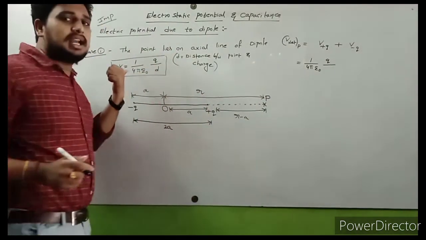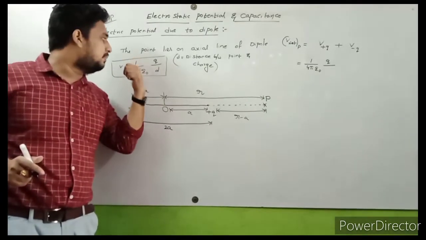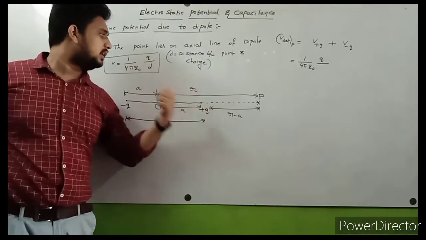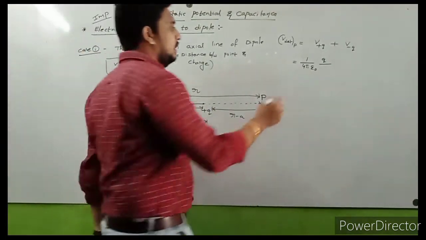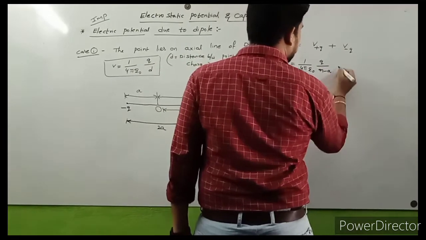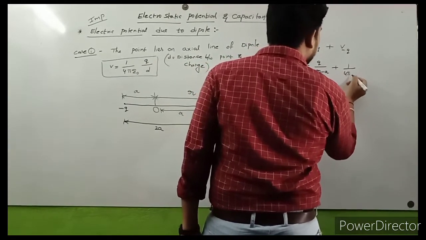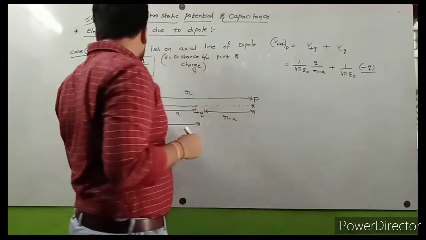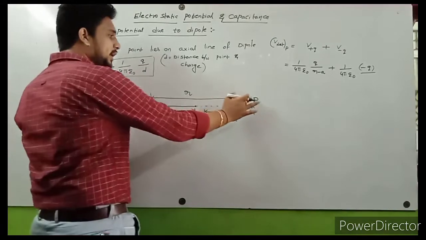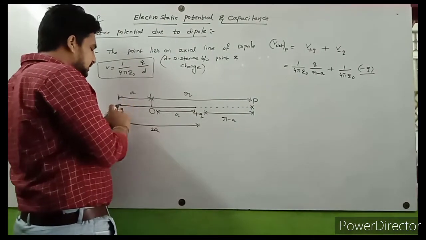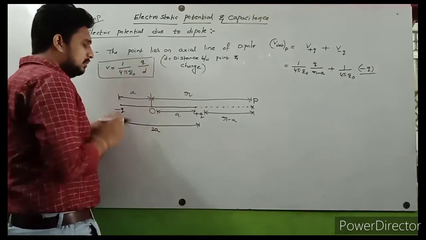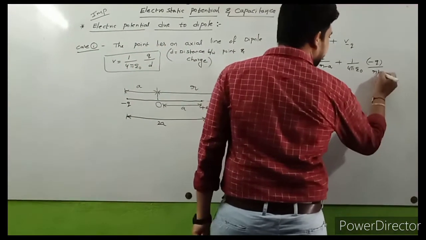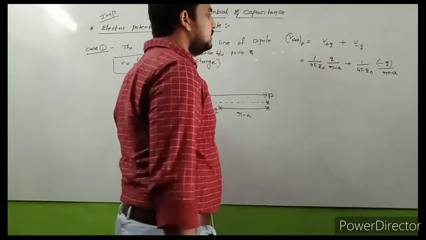So what is the general formula of electric potential? 1 by 4 pi epsilon naught into Q by D. Q is plus Q here, D is R minus a. Plus 1 by 4 pi epsilon naught into charge minus Q, and the distance from minus Q to point P. Observe carefully. What is the distance from minus Q to point P from this diagram? a plus R, am I right? So the distance from minus Q to point P is R plus a.